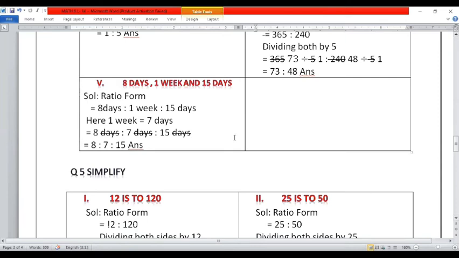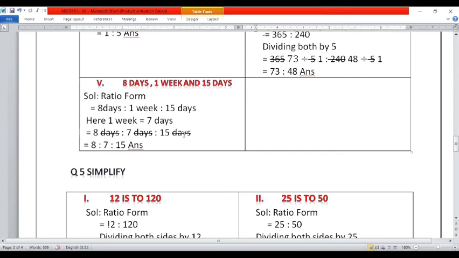Dear students, here is 8 days, comma, 1 week and 15 days. First of all, I write in ratio form: 8 days, ratio 1 week, ratio 15 days. Here I would like to share with you that I will replace the week, because week is different from days. We need the same units in case of the ratio. 1 week is equal to 7 days. I will replace the 1 week by 7 days. I write here 8 days, ratio 7 days, ratio 15 days.